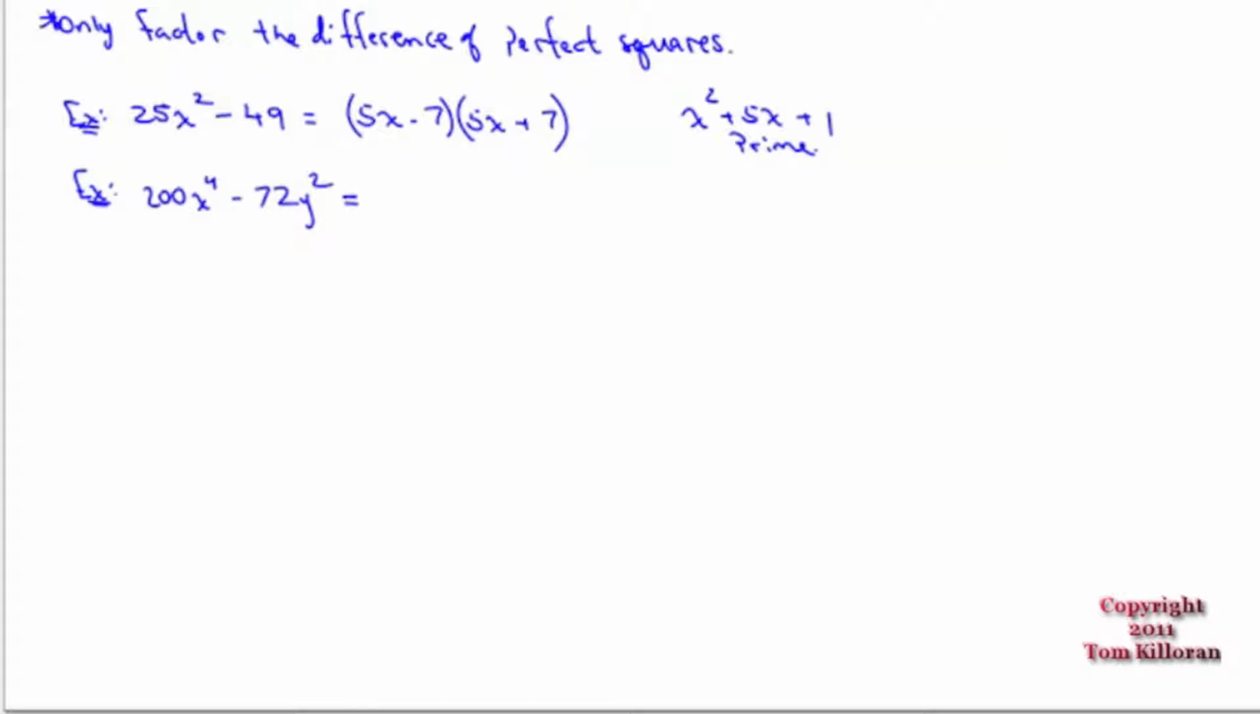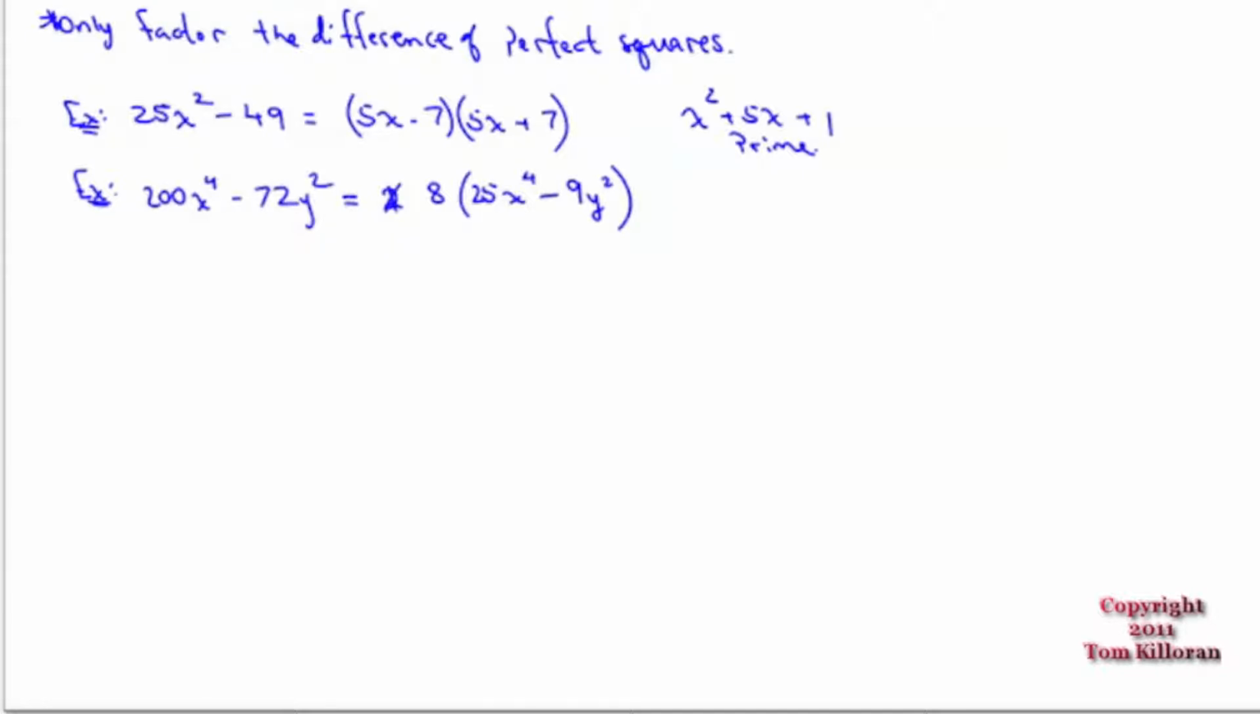I'm worried now. But that's okay. 200 divided by 8? 25. So I'm going to pull out an 8. Left behind is 25x to the 4th minus 9y squared. I have different numbers in mind, but that's perfectly fine. All right.